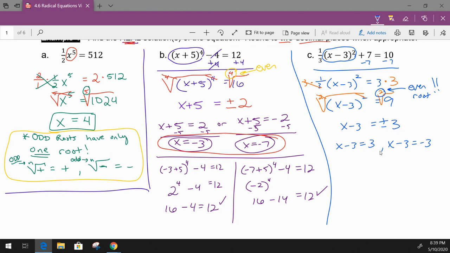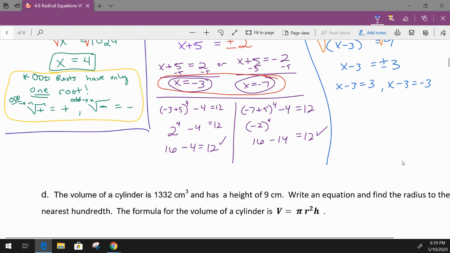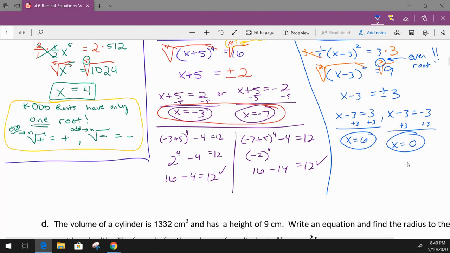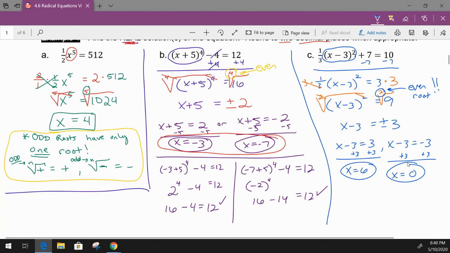So we write those two separate equations, solve each one by adding 3 to both sides, and you get x equals 6 as one of your solutions. And then when you add 3 to both sides, you get x equals 0 as your other solution. And then if you check them again back into the original equation, if you put 6 in for x, 6 minus 3 would be positive 3, squared would be 9, 1/3 of that would be 3, plus 7 would equal 10.